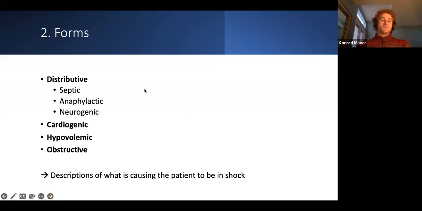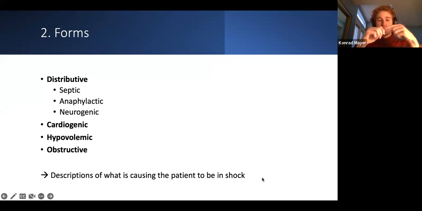So the classical forms of shock are distributive, cardiogenic, hypovolemic, and obstructive. And these are all descriptive words of what is causing the shock in the patient. So if a professor someday asks you guys, what are the forms of shock? You list four: distributive, cardiogenic, hypovolemic, and obstructive.